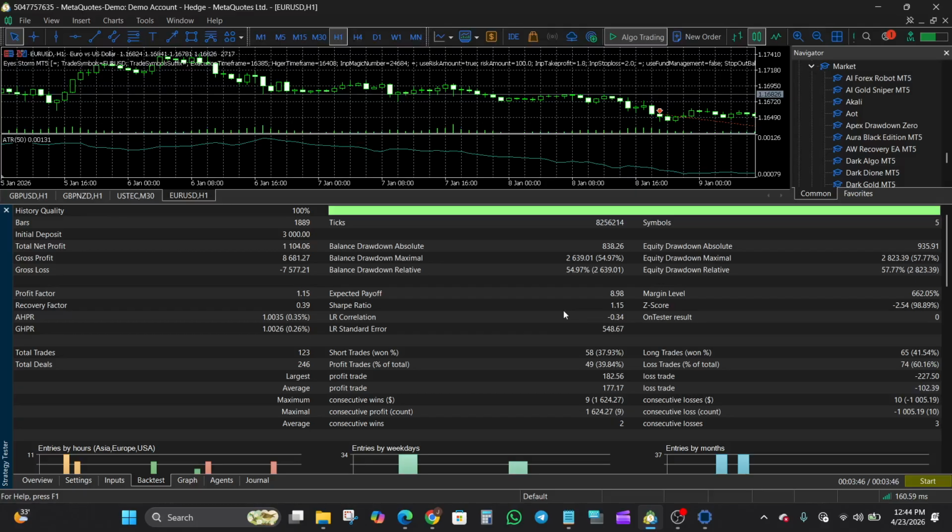So overall, the ICE Storm EA for MT5 is a structured trend following system that combines price action with adaptive risk management. It's clearly designed for traders who prefer controlled, rule-based strategies rather than aggressive systems like grid or martingale. But like any trend-based system, patience and market conditions will play a huge role in the results you get.